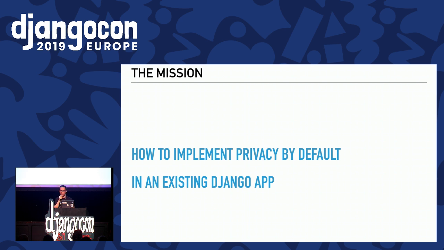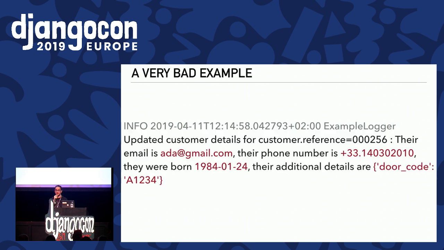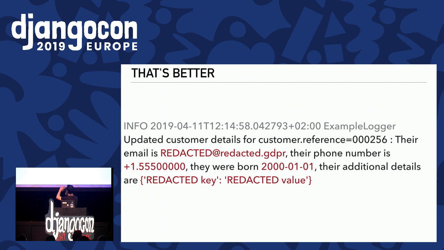Also, if I missed anything, that could cause a very bad personal data leak. I'll take an example in logs. What if we logged something very badly? A customer would edit their details: an email address, a phone number, birth date, some additional details. What we wanted was something with redacted values, something that would be anonymized or pseudonymized.